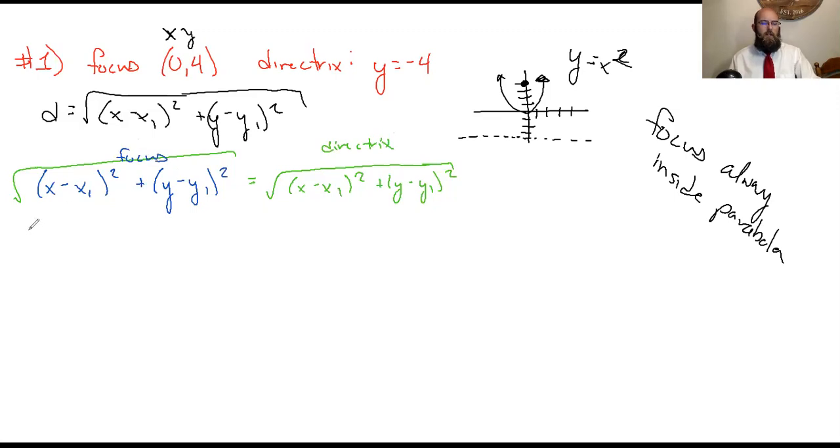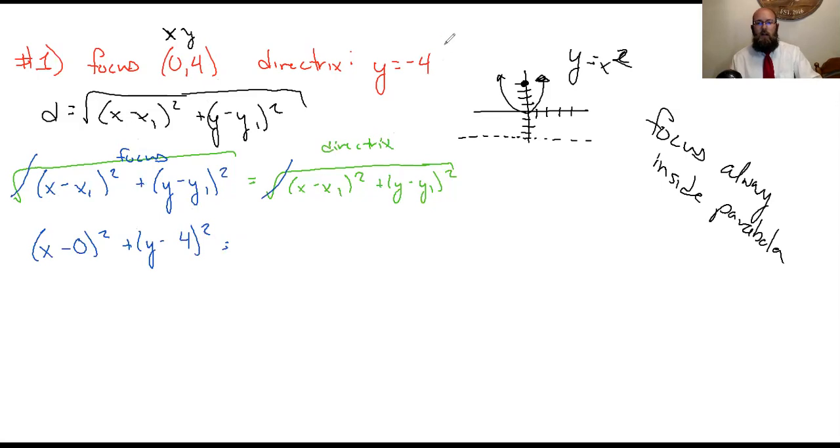So over on the left then, let's simplify that. Hopefully we can all figure out here that if I square both sides, I cancel my square root. So I'm not going to deal with the square root anymore. So let's have, this is going to be x minus x1 coming from my focus. So that's a 0. Plus y minus y1 comes from my focus. So it's 4. Equals.